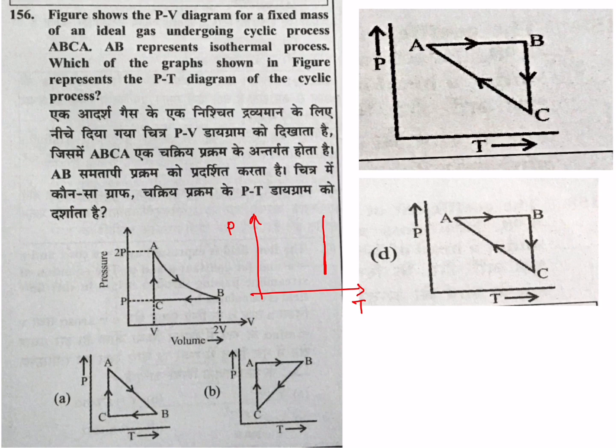Then BC is a constant pressure process, which means it should come like horizontal. In none of the options is AB vertical and BC horizontal. In option A, BC is horizontal, but AB is not vertical. Maybe a printing mistake is there, so no problem, you will get grace marks, or they will omit this question while calculation.